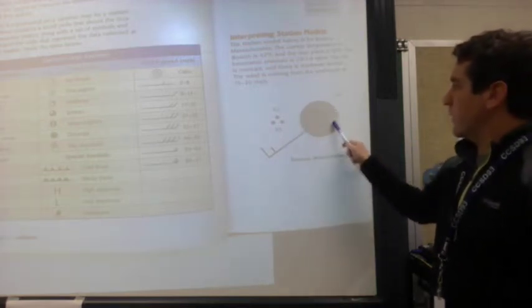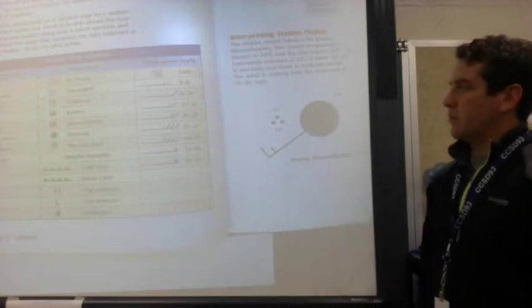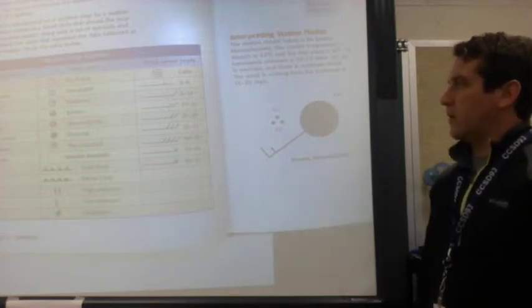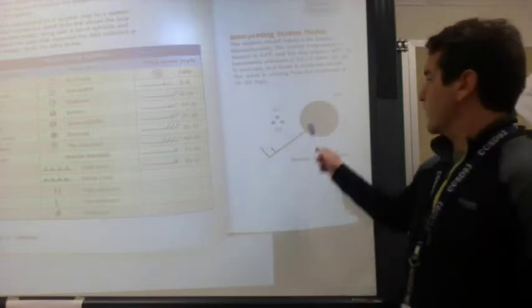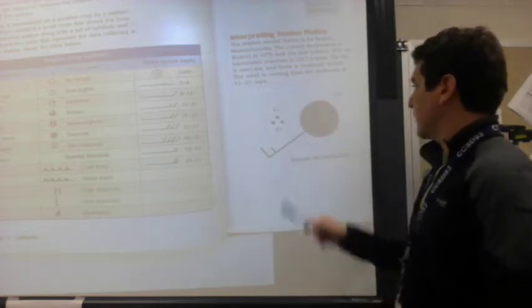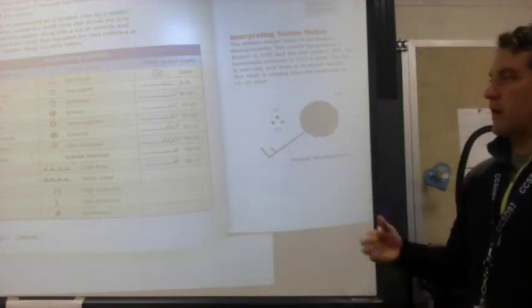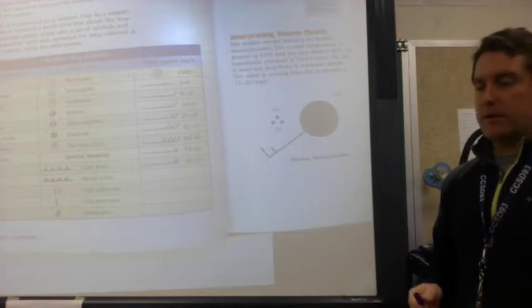So the circle here tells the type or the amount of cloud cover. Since this one is colored in completely, that means it's 100% cloud cover. It's overcast. It's a cloudy day.